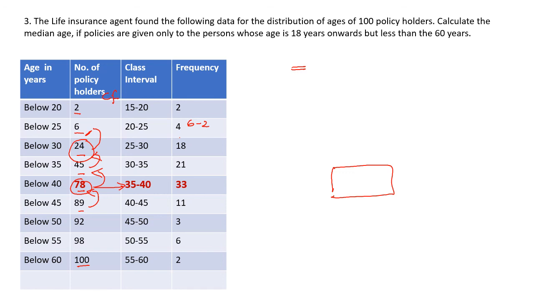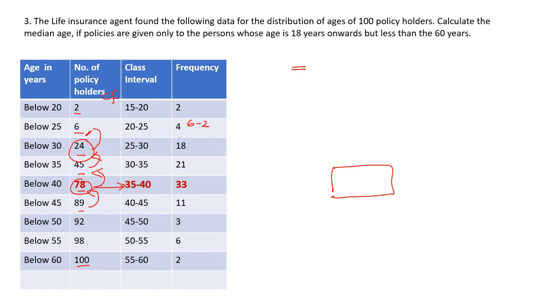So to find the frequency from cumulative frequency, just go on subtracting. Below 20 there are 2. Now below 25, it is cumulative, including even 20. So it is 6 minus 2, that is 4. Similarly, below 30, to find the frequency it is 24 minus 6, that is 18. Below 35, that is 45 minus 24, that is 21.